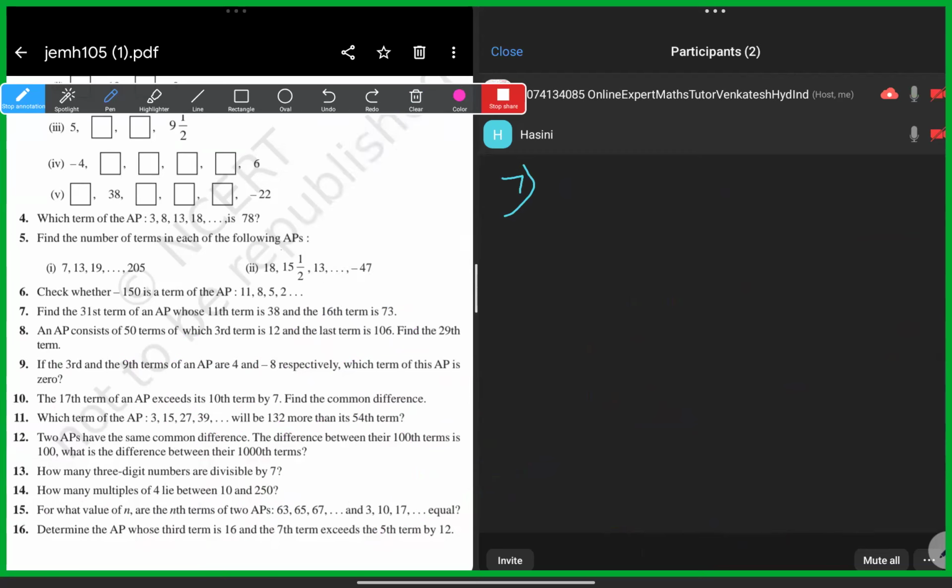So 7th question, once you read the question. Find the 31st term of an AP whose 11th term is 38 and 16th term is 73. Yes. So the 31st term we want, means a31 is equal to question mark. Then the 11th term is 38. 11th term means a11. a11 is 38, which means a plus 10d is 38.